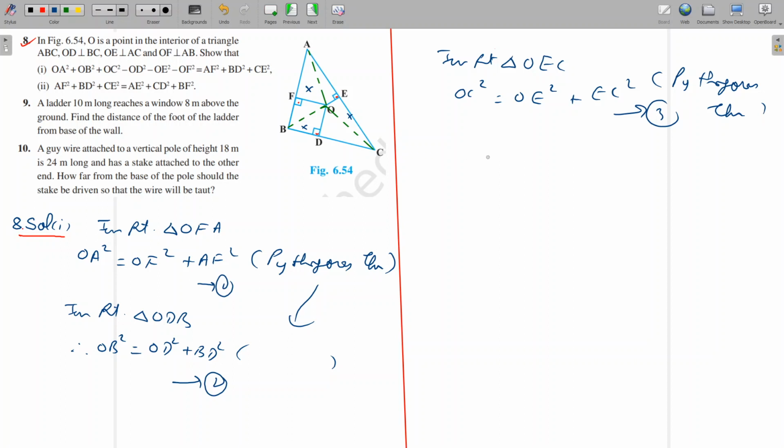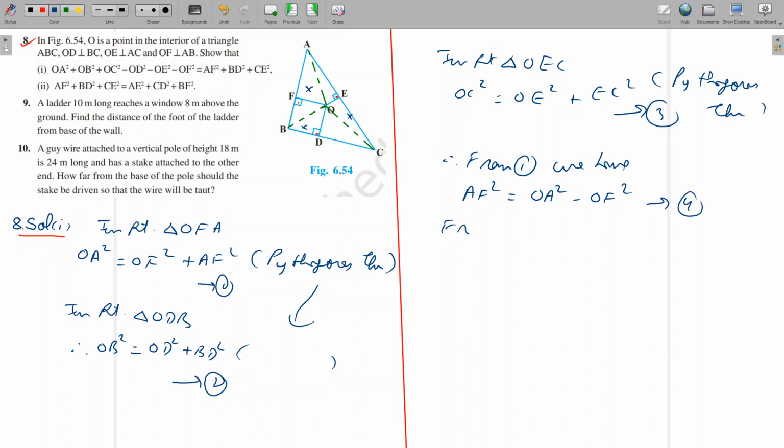Now we have to obtain this one. We need to prove that OA square plus OB square plus OC square minus OD square minus OE square minus OF square equal to AF square plus BD square plus CE square. So from the first one, we'll obtain the value of AF square. From 1, we have AF square equal to OA square minus OF square. Let this be fourth.